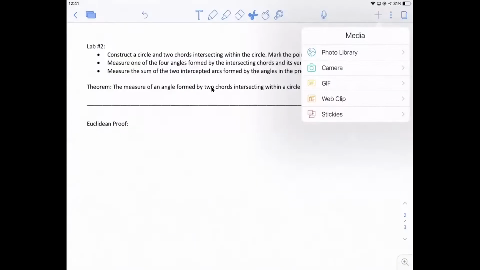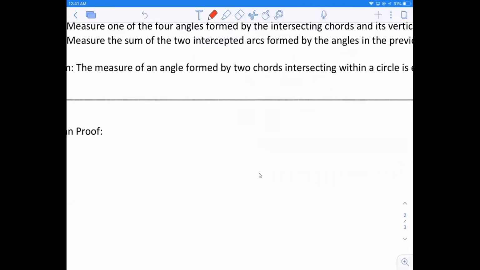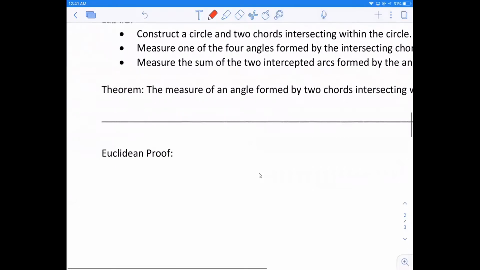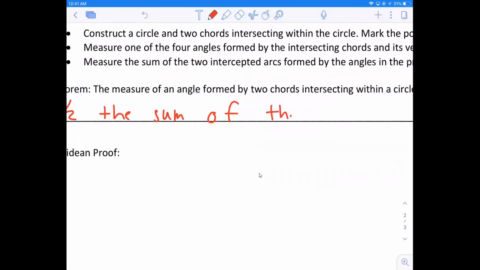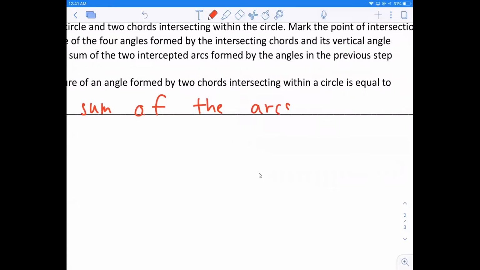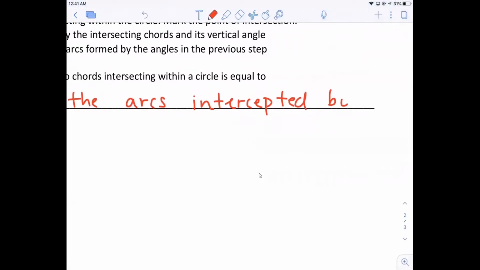All right, there we go. The measure of an angle formed by two chords intersecting within a circle is equal to half the sum of the arcs intercepted by that angle and its vertical angle.